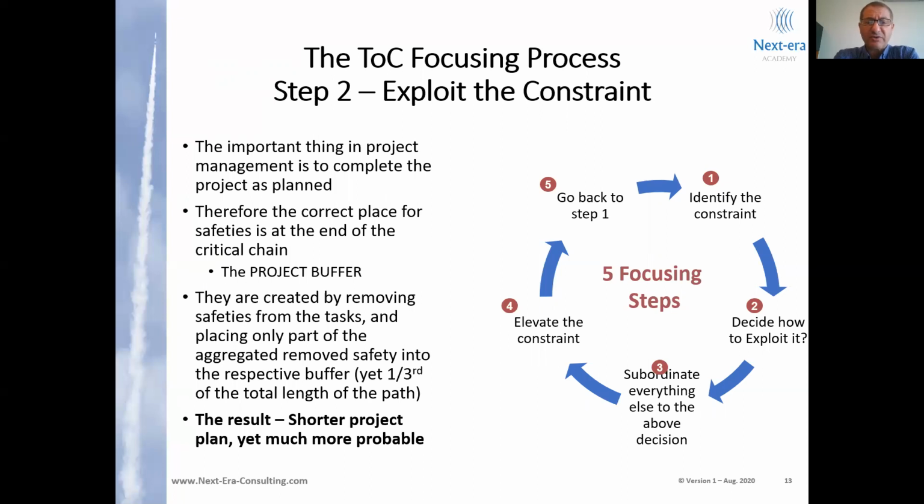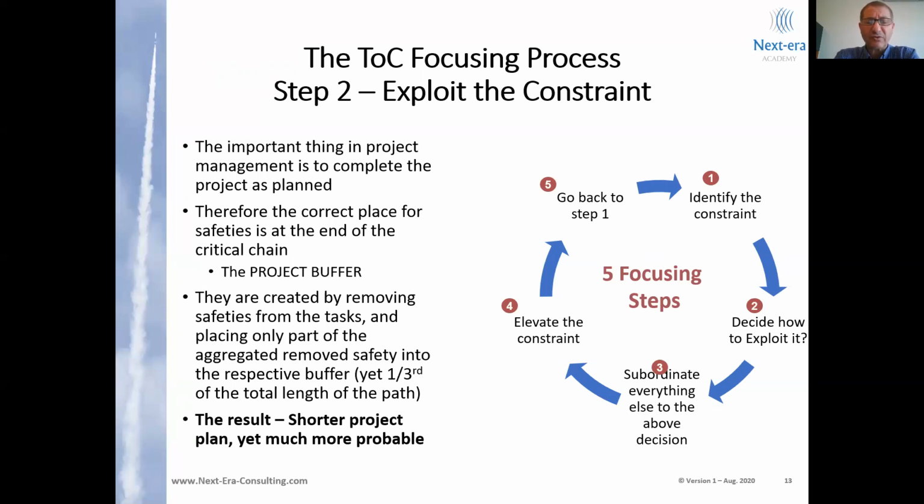Now that we know what the constraint is and we have identified it, the second part is how to exploit the constraint. To exploit the constraint is to understand that what is important is to complete the project on time, not the tasks on time. Safety is absolutely mandatory and a necessary element in order to complete the project successfully. Uncertainty is part of life. However, protecting tasks is irrelevant.